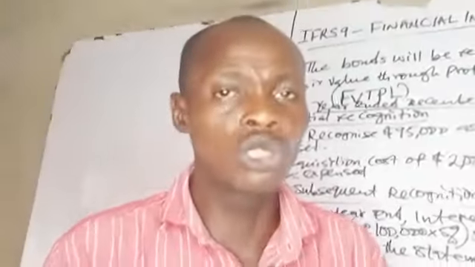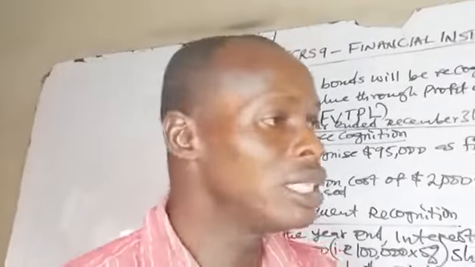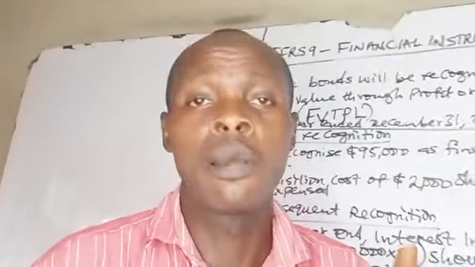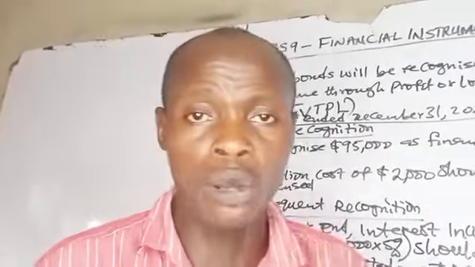This marks the end of the solution to the question. In my next video, I will examine the disposal of financial assets measured at fair value through other comprehensive income.